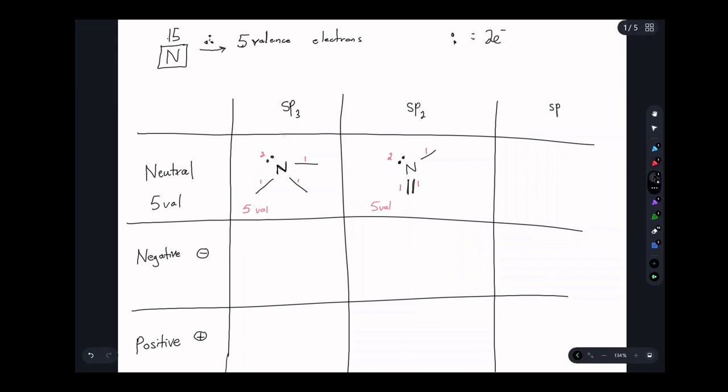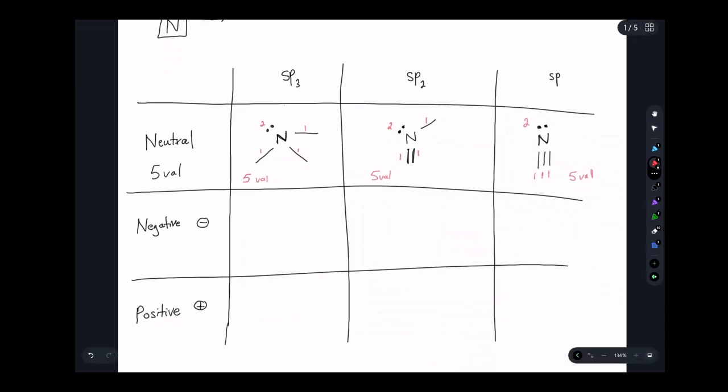Now for sp, we're going to need 2 groups, right? 2 letters, 2 groups. So we have our nitrogen. Let's triple bond it to something, but make sure that it still has a lone pair, right? Because it needs that lone pair to get 5 valence electrons. We have 3 bonds, 3 electrons from the bonds, 2 electrons from the lone pair. We now have 5 valence electrons. So these are the neutral forms of nitrogen.